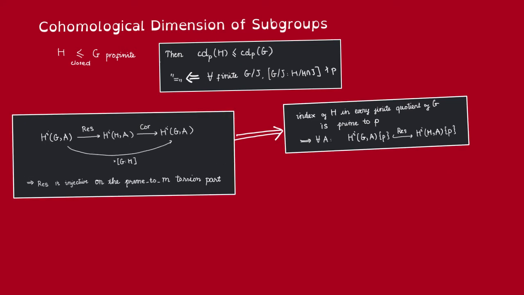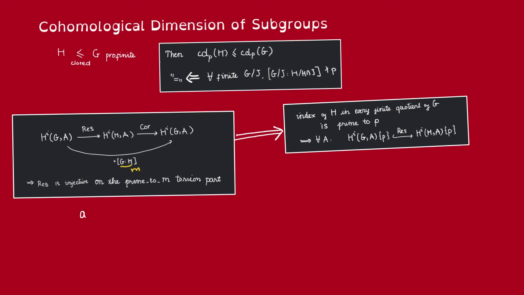Now we explain how we get this corollary from this proposition on the co-restriction restriction map. So the proposition says that this composition is just going to be equal to multiplication by the index of H in G. In particular, if this index is m, then this map must be injective on the prime-to-m torsion part. So why is that?